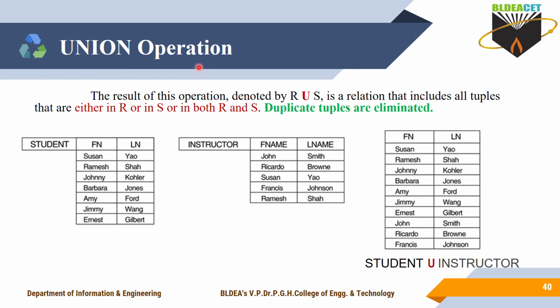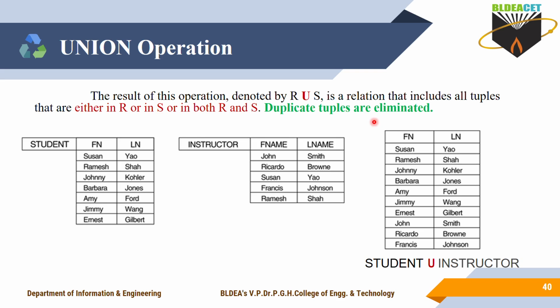As you know, union is a relation which includes all tuples that are present either in R or in S. R and S are the two relations. The tuples present in relation R we will take, and the tuples present in S we will also include, or they may be present in both. So those tuples which are present either in R, in S, or in both R and S, you will take as the union operation result.